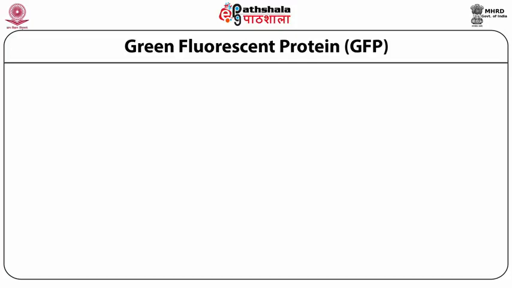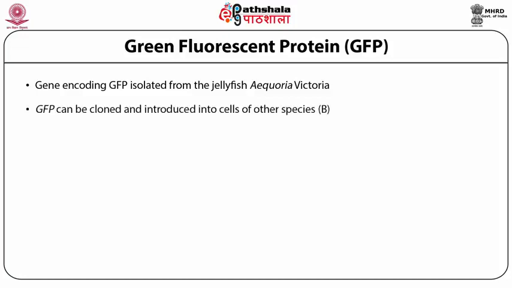There's another very popular reporter system, a visible marker using green fluorescent protein, in short known as GFP. The GFP gene is isolated from jellyfish, Aequorea victoria. This is one of the very important genes used in cell biological experiments. This gene can be cloned behind any promoter, whether it's a tissue-inducible promoter, a temperature-inducible promoter, a conditional promoter, or a constitutive promoter, whatever it is.